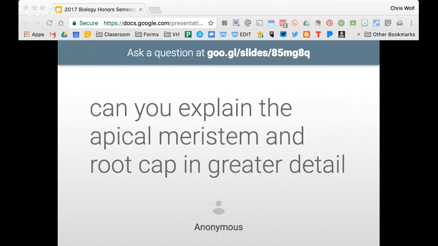The apical meristem and the root cap in greater detail. Basically, apical meristem is where mitosis occurs. That's where cell division takes place. That's how the root grows. It grows from the very tip of the root, and then the cells elongate behind it. And the root cap's basic function is to protect that apical meristem, because if you damage the cells that are going through mitosis, then the root can't grow. So the root cap is basically there for protection. It's like a protective helmet for the apical meristem.